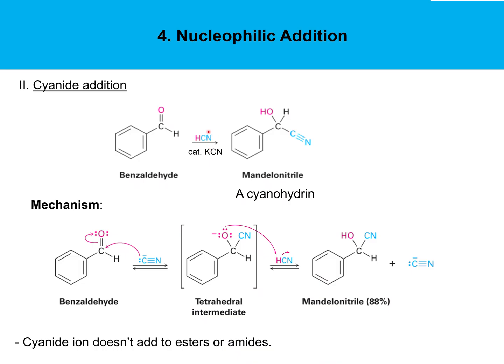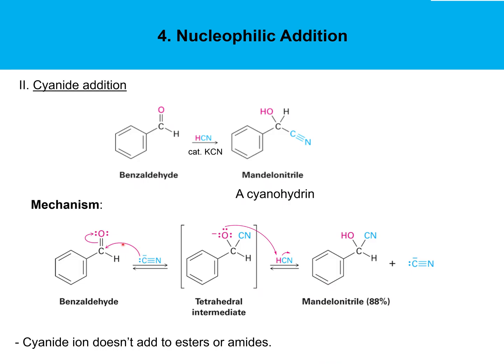Typically the reaction will involve a catalytic amount of potassium cyanide and a large amount of hydrogen cyanide gas. This is a pretty dangerous reaction, but it allows us to turn an aldehyde into a cyanohydrin, which is a functional group involving a carbon that has both a cyano group and a hydroxyl group. Here's the mechanism of the reaction.